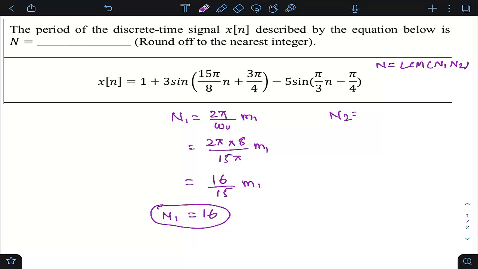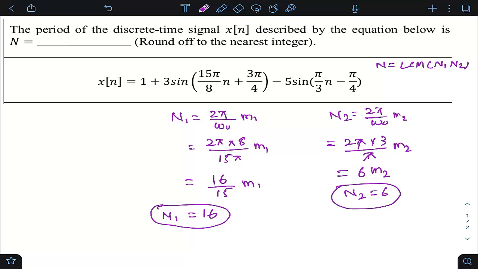So n2 happens to be 2 pi by omega naught into m2. So this equals 2 pi into how much? 3 by pi into m2. Pi cancels out, this is 6 m2. By selecting the value of m2 as 1, we get the value of n2, which is 6.